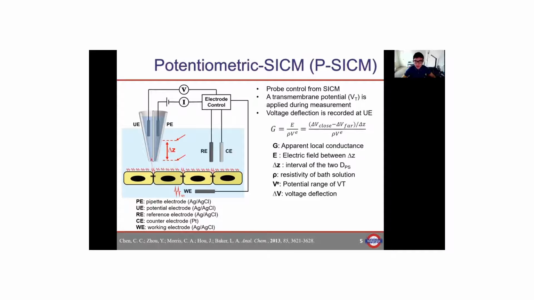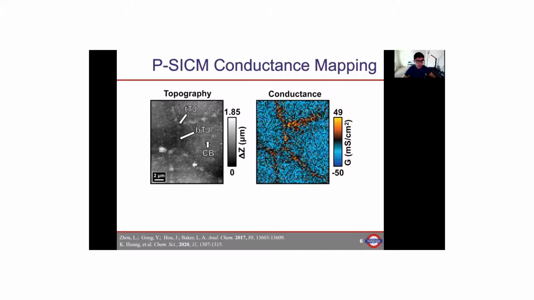By doing this and utilizing the equation shown on the right, we can calculate the local conductance information of the measured position, which is related to its transport properties. By this novel PSICM scanning protocol, we can obtain both the topography map and the conductance maps of the cell sample simultaneously.